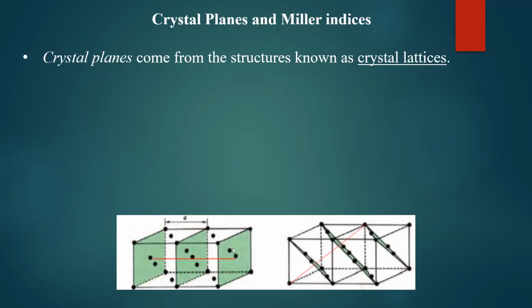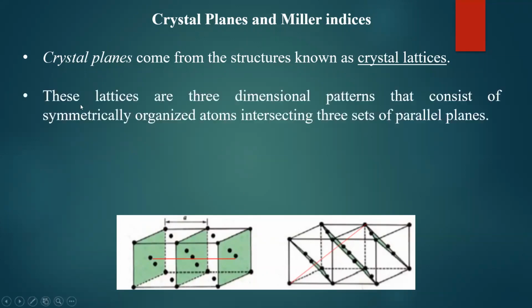So this is one set of crystal planes. These are another set of crystal planes in the same crystal. You can define different numbers of crystal planes in the crystal structure. These crystal lattices are a three-dimensional pattern that consists of symmetrically organized atoms intersecting three sets of parallel planes. In this picture, you can find three sets of parallel planes. So this is one set of parallel planes, and here you can find another set of parallel planes. These planes are called crystal planes.